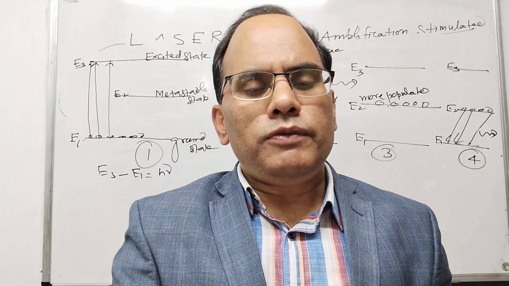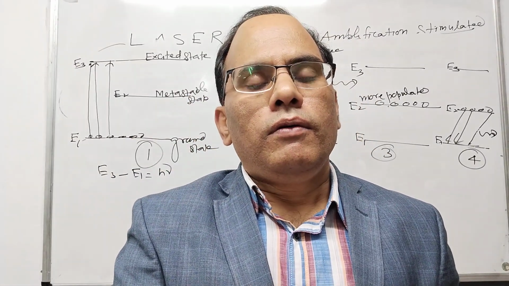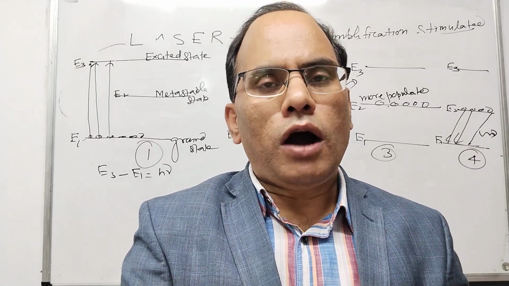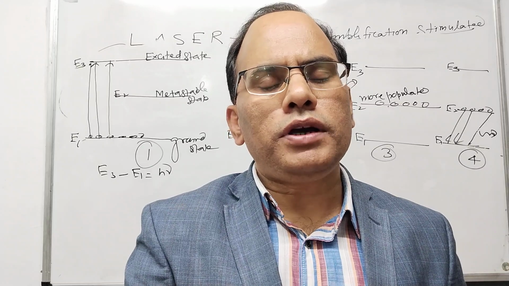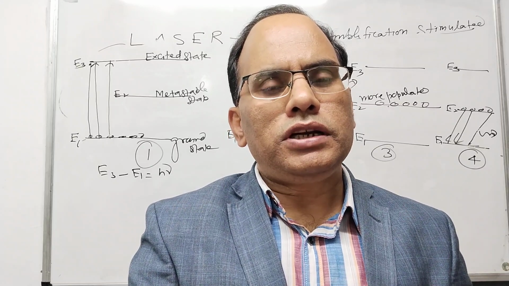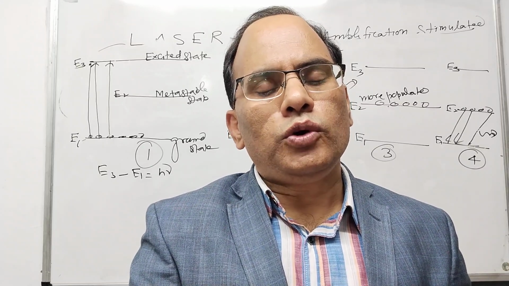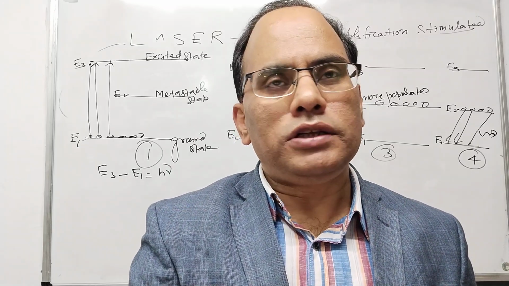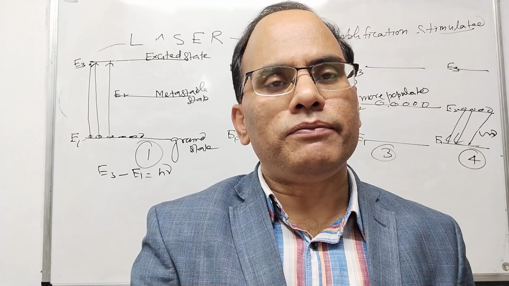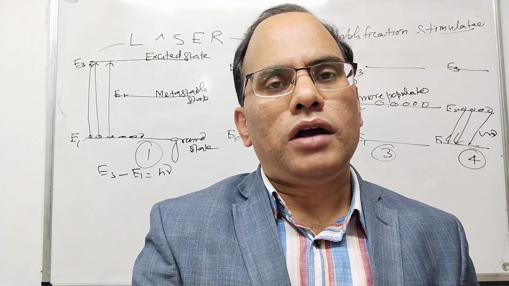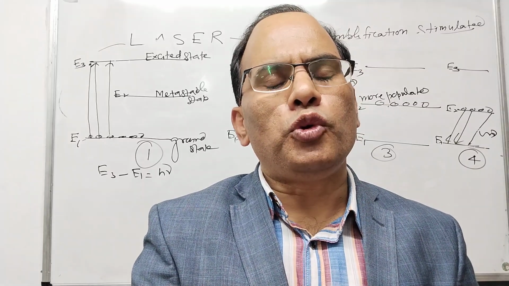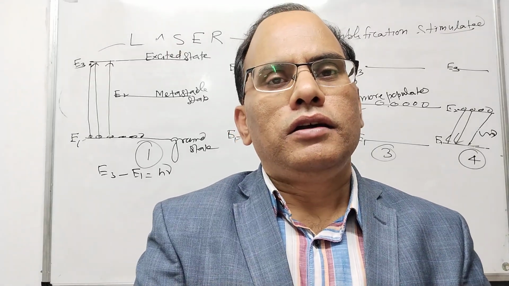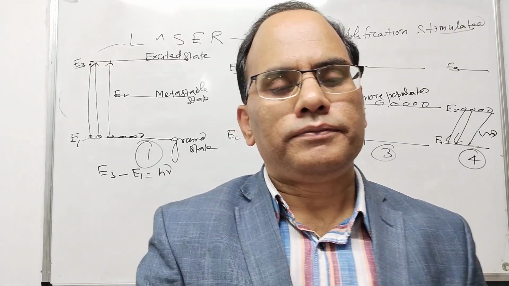So they move in a similar fashion, and the laser will work. Next we will consider the case of population inversion and how we can achieve it. That is our next topic in the next video: what population inversion is and how to achieve it, because this is the base of laser. We want more and more electrons in the higher state so that the transition takes place. Thank you.